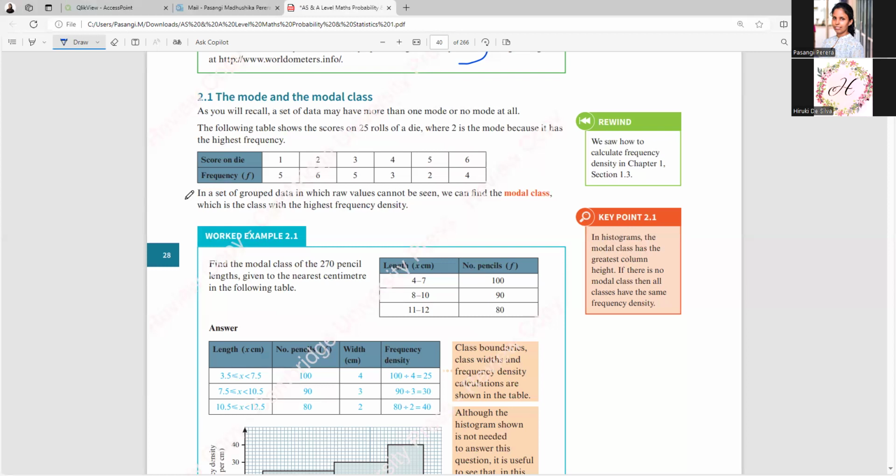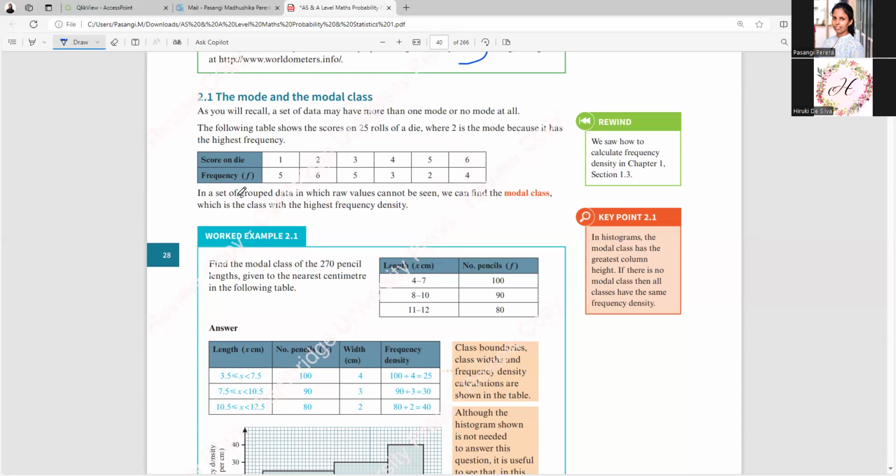The first one, in a set of grouped data, because we have grouped data as well as ungrouped data. If we have class intervals, that means the data is already grouped. Otherwise, if we have raw data, then that is ungrouped data.